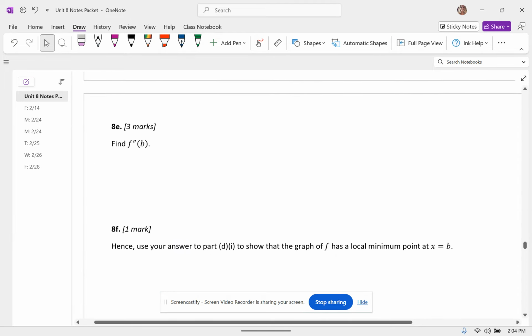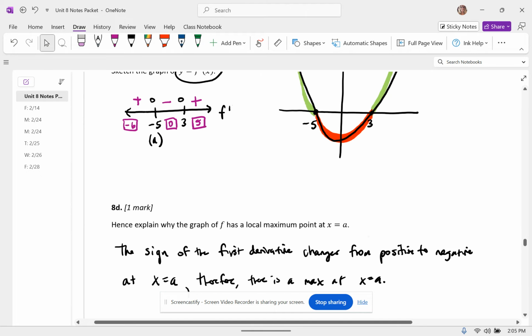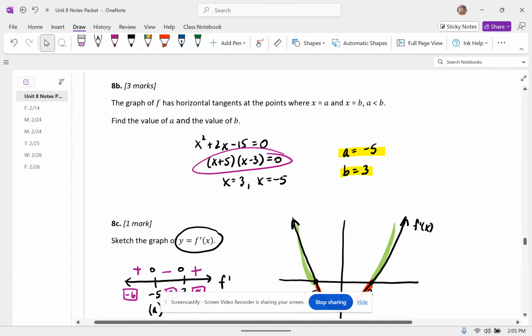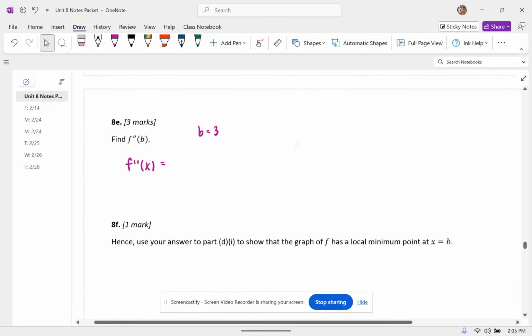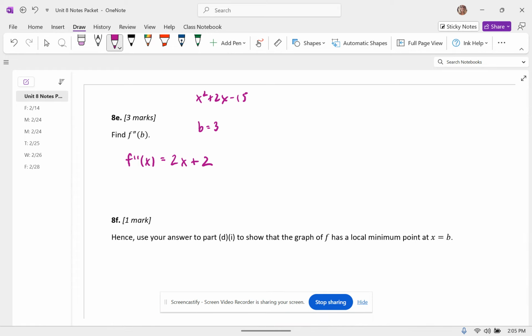Perfect. 8E says find f double prime of b. Find me b. Look on the paper. Find me b. B is what? 3. Okay. What's f double prime? Do we have it yet? No. Can we find it? Yes. Let's do it. Where is it? x squared plus 2x minus 15. Find the derivative. Okay, so I got 2x plus 2. What am I doing with b is 3 now? That's going in for x.